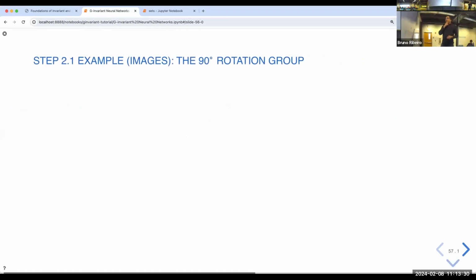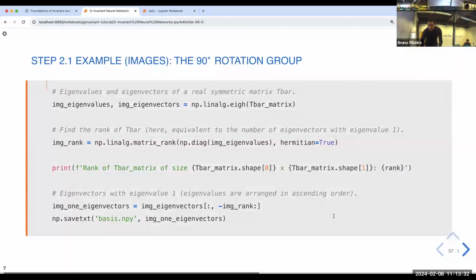So let's look at the eigenspaces now. Let's look at the rotation group. What I'm going to do here is ask for the eigenvectors of the Reynolds operator matrix, okay? And this will give me the basis. And this basis is where my neurons are going to live. It will also give me the eigenvalues, because I need the ones that are 1 rather than the 0 ones.